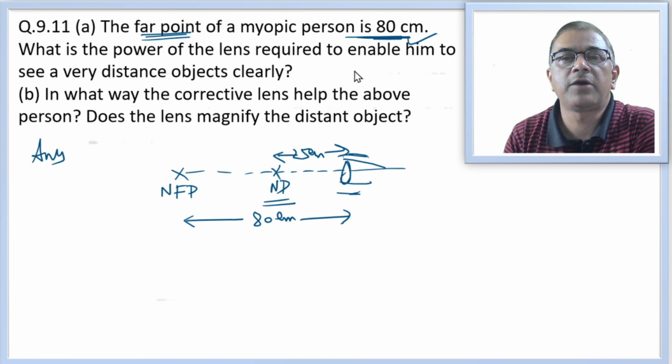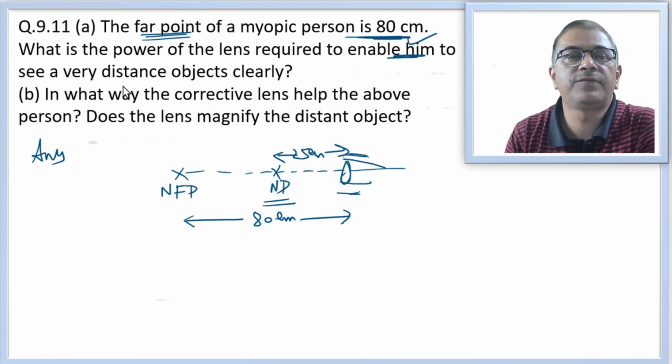So what is the power of the lens required to enable him to see a very distant object? This myopic person wants to see a far-off object. The object is at infinity. This is where the object is.